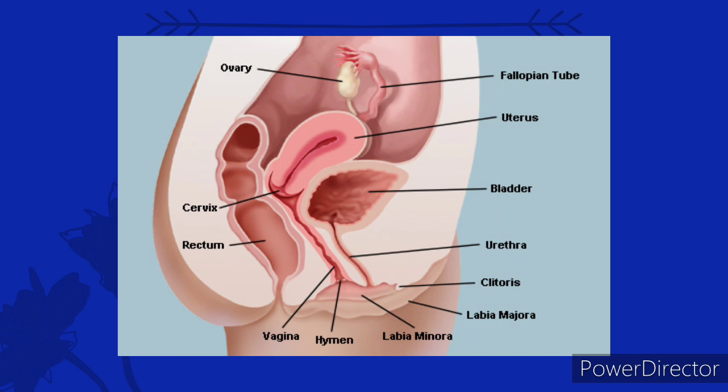Then, once it's fertilized, it moves to the uterus, a hollow pear-shaped organ that is home of the developing fetus, and attaches itself to the uterus lining. This fertilized egg continues to grow for 9 months, developing a baby.